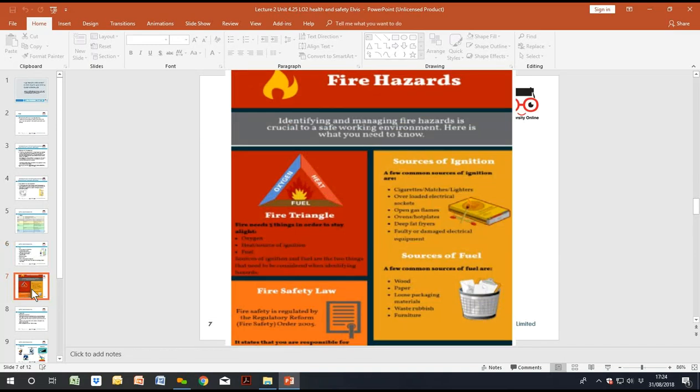The next slide concentrates on and gives more explanation to fire hazards, which are often found as posters in workplaces. We've got sources of ignition: cigarettes, matches and lighters, overloaded electrical sockets, open gas flames, ovens and hot plates, and deep fryers. Then sources of fuel, we have wood, paper, loose packaging materials, waste, rubbish, and furniture. For instance, if you have loose paper in the basket without shredding, then it becomes a potential fire hazard.